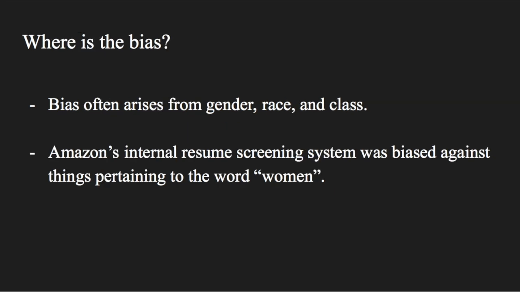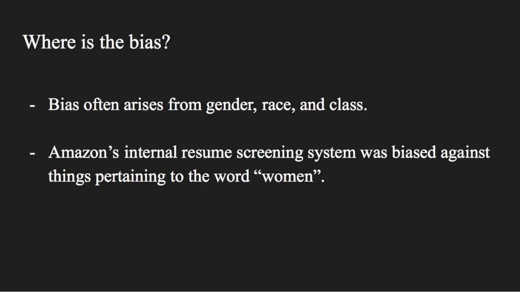So where does this bias originate from? Bias comes from gender, race, class, and other sociological factors. And an example of this was that in Amazon's internal resume screening system, candidates with the word women's in their resume, or women, were discriminated against and hence got lower scores than male candidates.